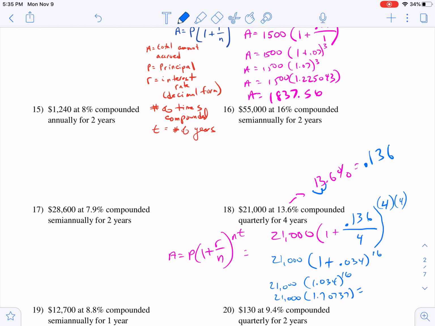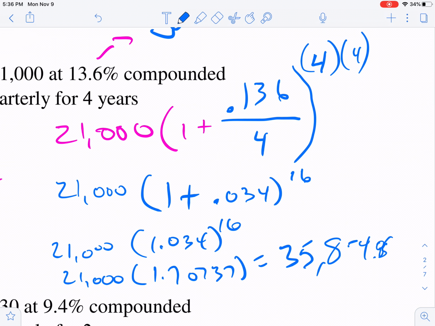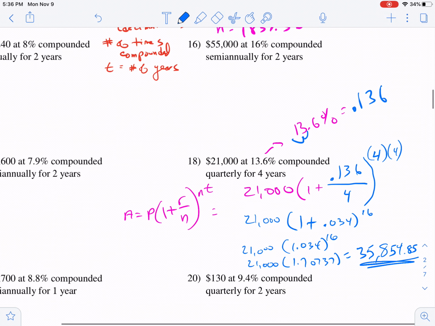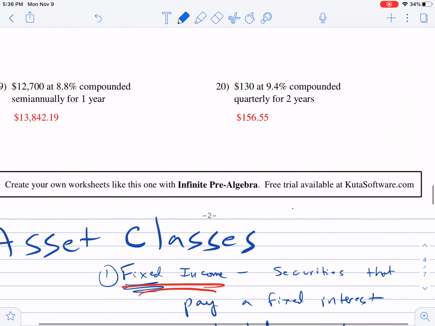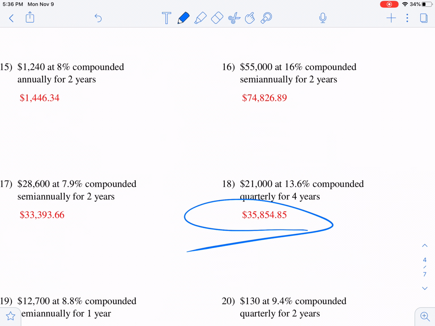And in just 4 short years, I have 35,854.85. That's it, folks. That's your answer. Not your best looking 5. I want my 85 cents too. That's your answer: 35,854 and 85 cents. There you go.